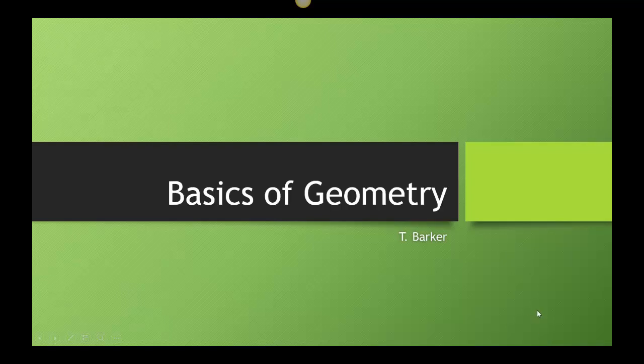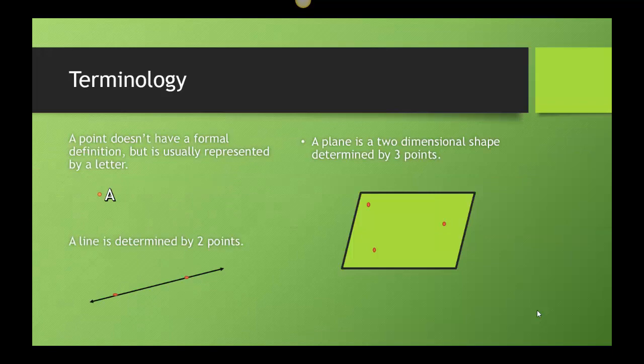To begin our talk about geometry, we need to start with some definitions. First thing we talk about is a point. A point doesn't have a very formal definition, but we do usually use letters to represent it. As we start adding points to any kind of shape we're talking about, then we do get definite definitions we can talk about. So the first one we could say is a line.